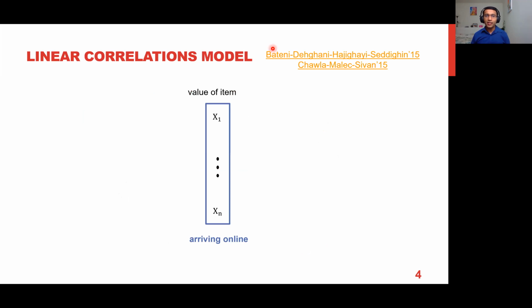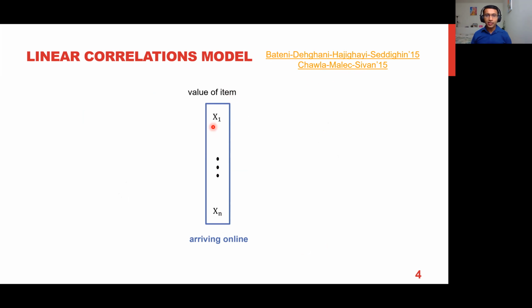The model that we study is the linear correlation model, which was originally introduced by Bateni et al. It was inspired by a work of Chawla, Malik, and Sivan on common base value models, where the setup is you have these n values of these n houses, which are being revealed to you one by one, for n items.